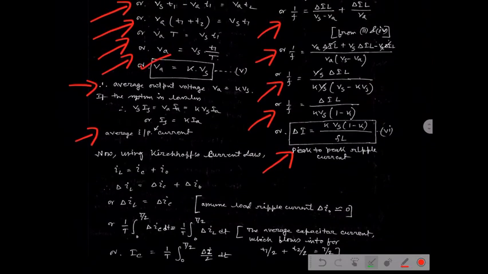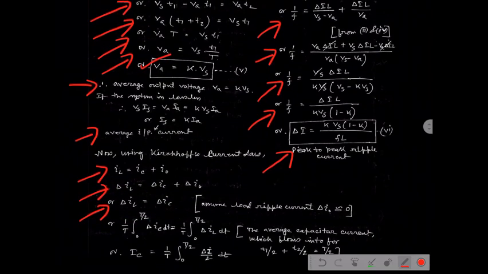Now consider the second thing. Using Kirchhoff's current law that I have told before, IL equals IC plus I0. That means del IL equals del IC plus del I0. Del I0 is the very small change of output current. As the output current is a DC component, this change is very small in magnitude, nearly equal to 0. That is why we get the result del IL equals del IC.